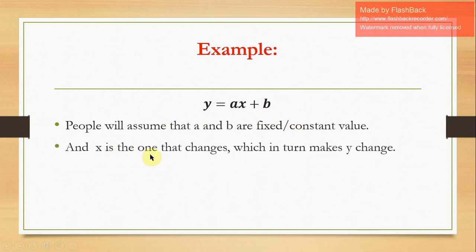And x is the one that changes, itong x, which in turn makes y change. So, kapag nagbago yung x, magbabago rin yung y. So, they are variables. Yung a, b are constant or fixed values, while y and x are variables. They change. Sila yung mga nagbabago, yung y and lalong-lalo na si x. Yan yung unang nagbabago, si x bago magbago si y.